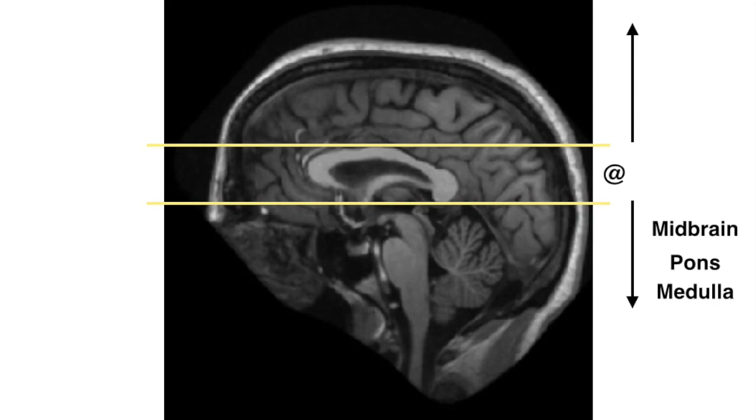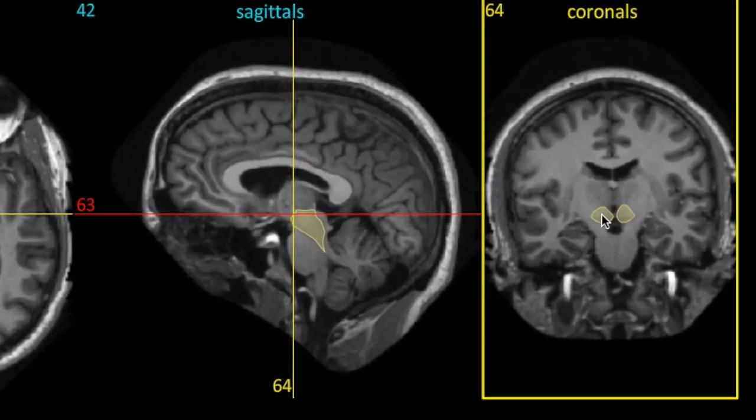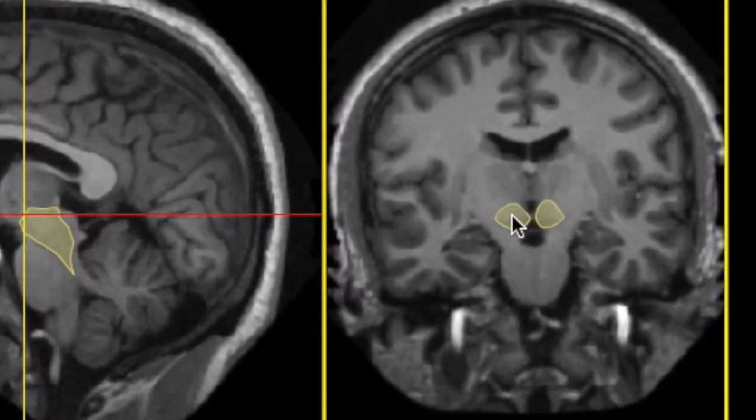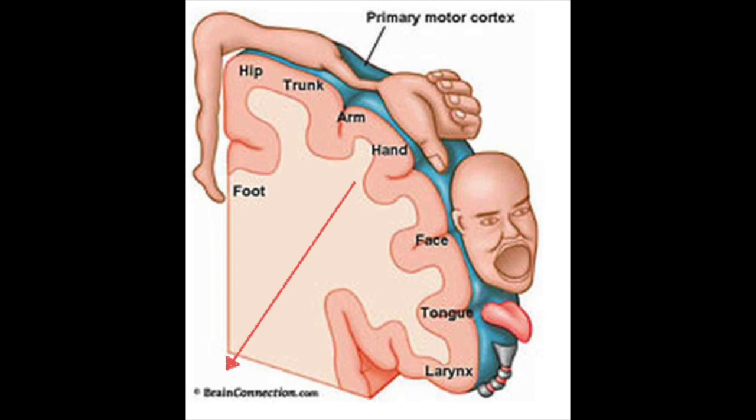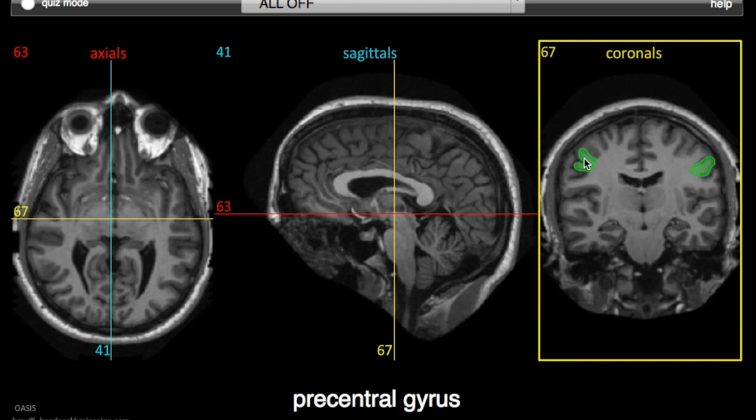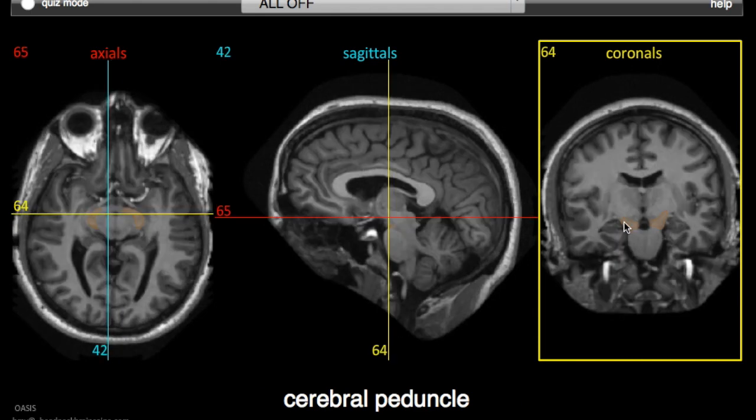Just to recap the route that the motor path takes, and we can actually use the coronal section for this. It starts as primary efferent neurons that descend down from the precentral gyrus and form parts of the posterior limb of the internal capsule and genu, and then go on to form the bulk of the cerebral peduncles of the midbrain.